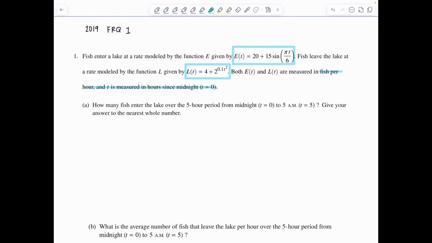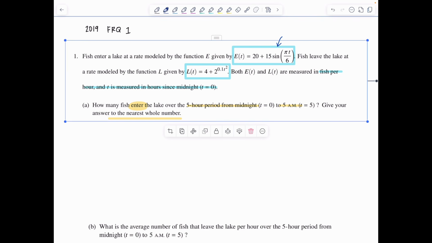t is measured in hours since midnight. Okay, so first part asks, how many fish enter the lake over the 5-hour period from midnight to 5 a.m.? Give your answer to the nearest whole number. So E of t gives me the rate at which fish enter the lake. If I want the actual number of fish, what would I need to do? I would need to integrate E of t, right? Think about it this way.